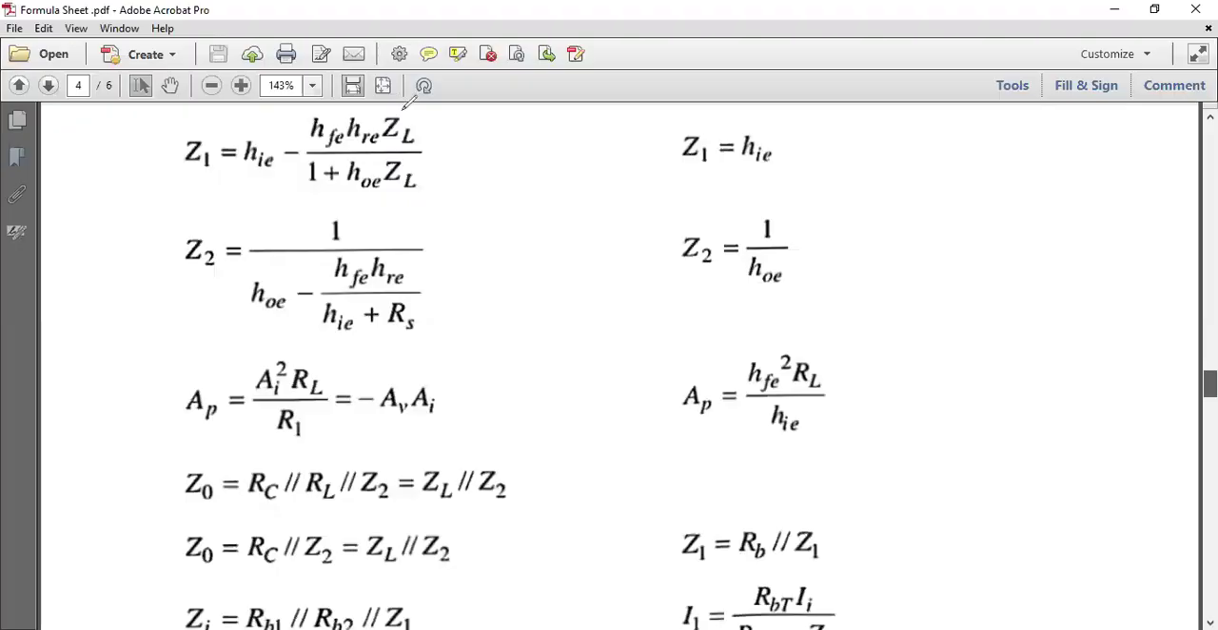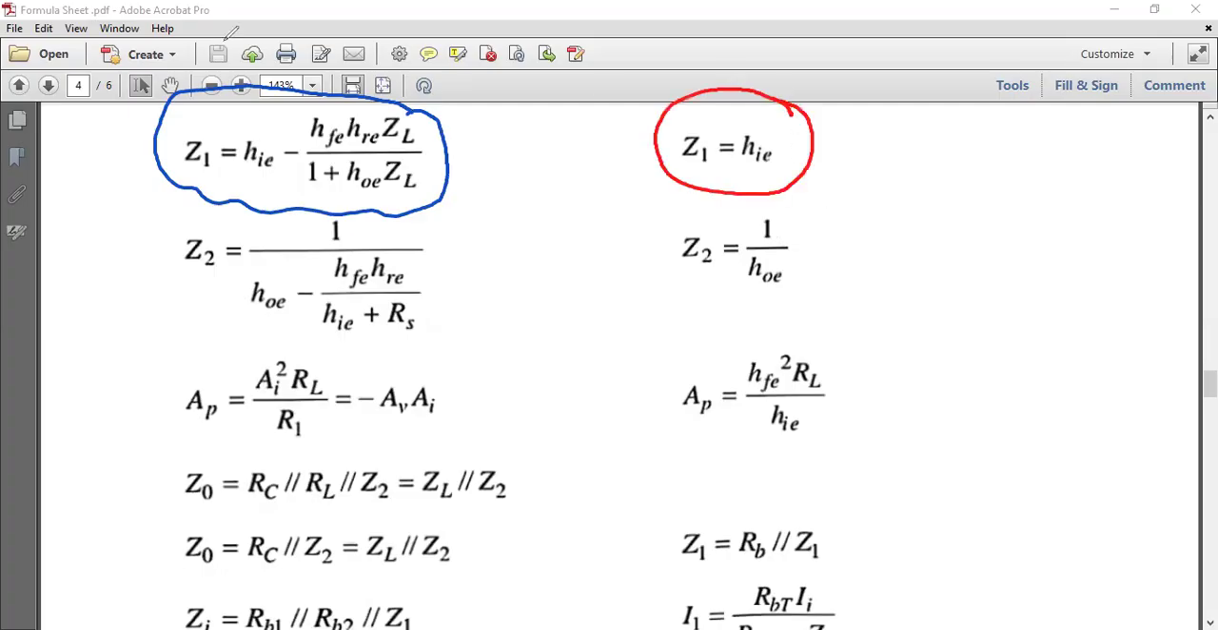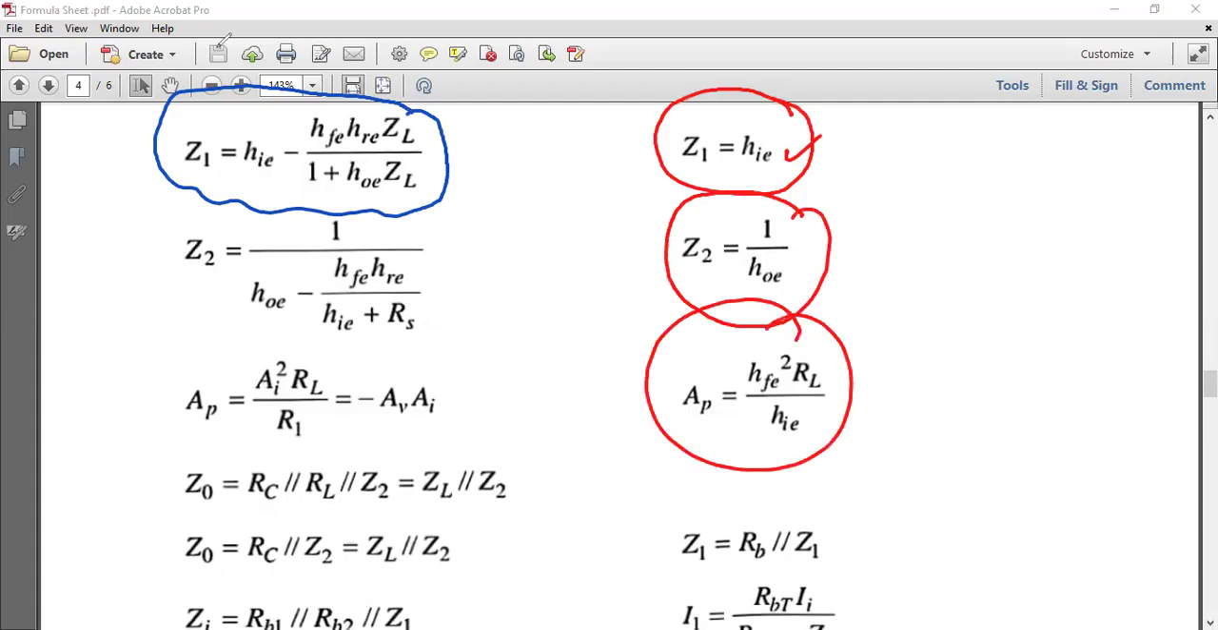This was your precise method where you are using to calculate your Z1. But this time, using the approximation method, you are no longer taking Z1 like this. You are now taking this Z1 as HI. So Z1 is now approximated to this. The same with the Z2. These are approximations that we are making.